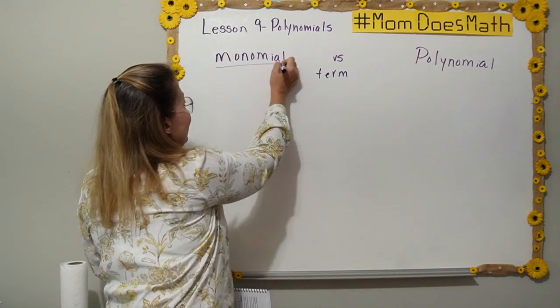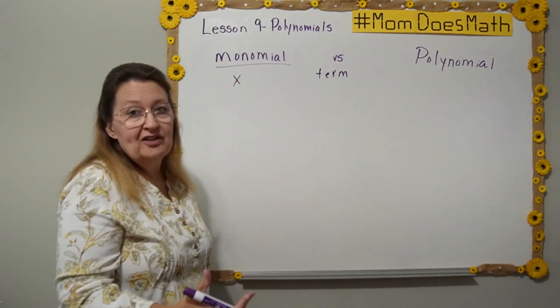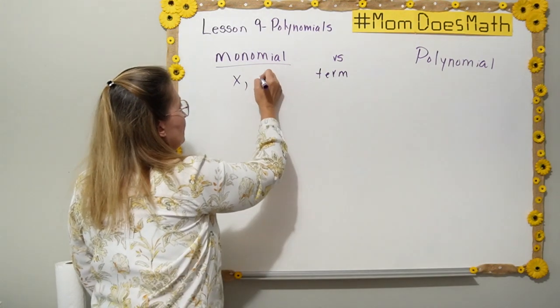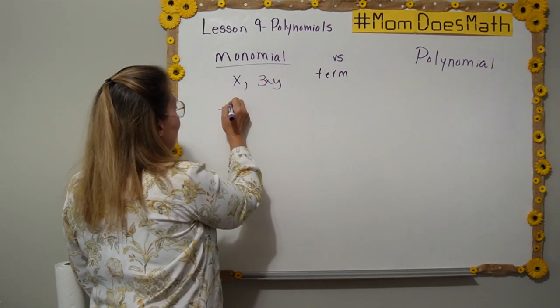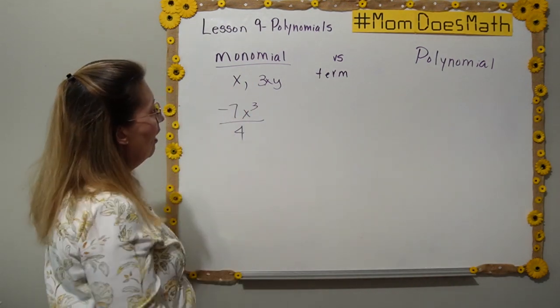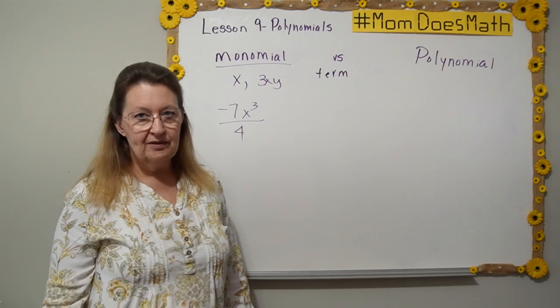You can just have an x. That's a monomial. It's 1 times a variable. You can have 3xy. You can have negative 7x to the third over 4. All of these are monomials, okay?